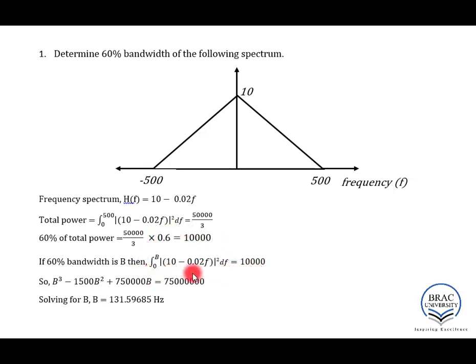Again, you have to carry out this calculation by hand, and this equation will turn out something like this. Then solving this cubic equation, you will get 3 answers, because the order of the equation is 3, but only one of the solutions is actually a real number. The rest are complex conjugates, so those are out of consideration. So your answer is 131.59685 Hz. What does that mean? That means if you carry out this integration from 0 to 131.59685 Hz, you will actually get 60% of the total power of the spectrum.